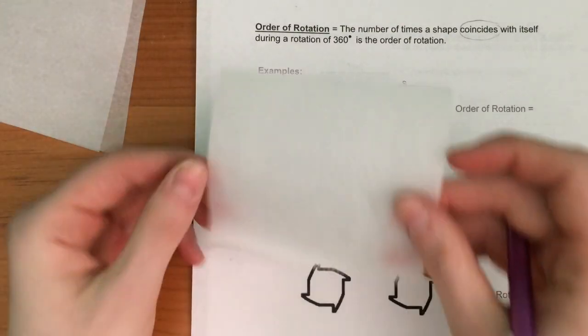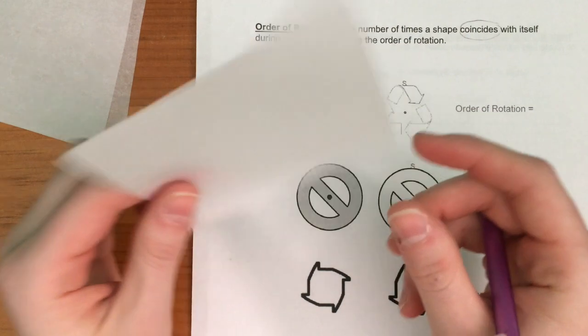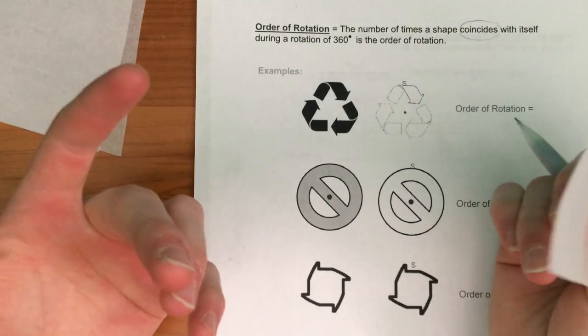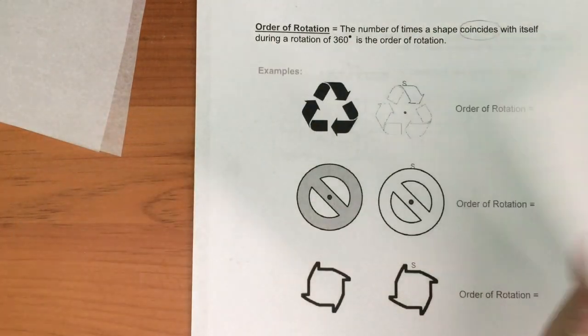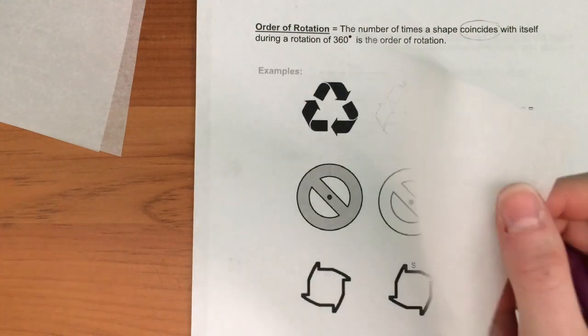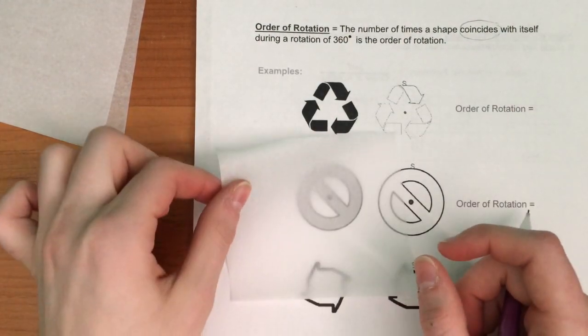So what I have here is parchment paper. It's like see-through paper. You'll get this in class to use on all of your assignments and your quizzes, everything like that. You even get it on the PAT, which is awesome.